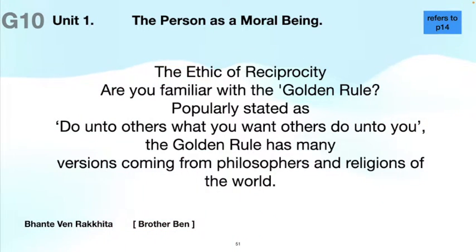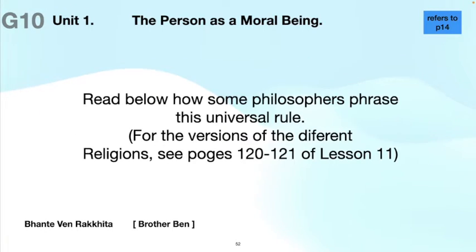Are you familiar with the golden rule? Popularly stated as, do unto others what you want others to do unto you. So the golden rule has many versions coming from the philosophers and religions of the world. And then read below how some philosophers phrase this universal rule.